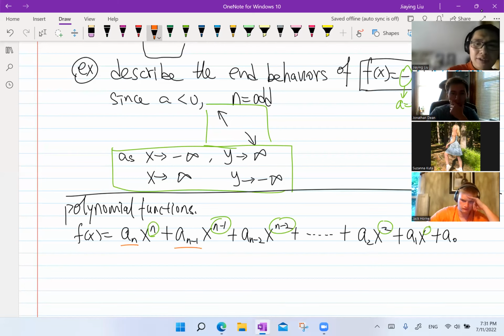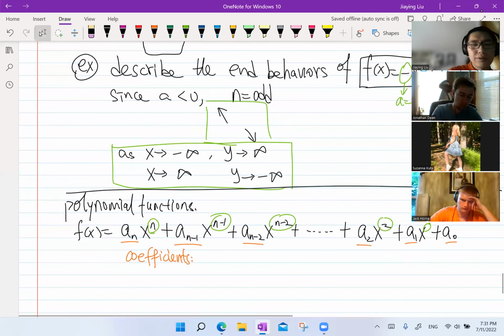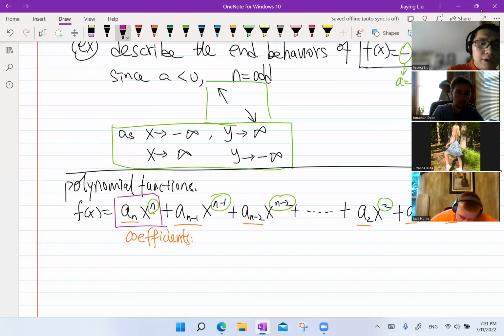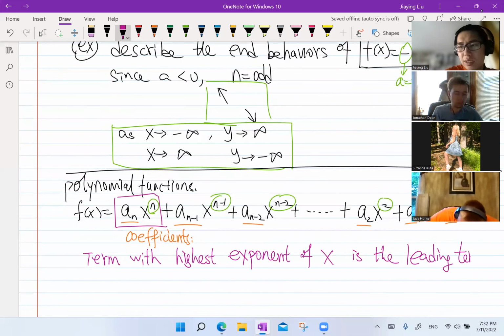The a sub n minus 1, a sub n minus 2, all those a's with subscripts, those are the coefficients. And n minus 1, n minus 2, those are the exponents. Now, here's one thing that we have to pay attention to, which is the first term. The term with the highest exponent of x is the leading term. And I usually just use LT, which stands for leading term.